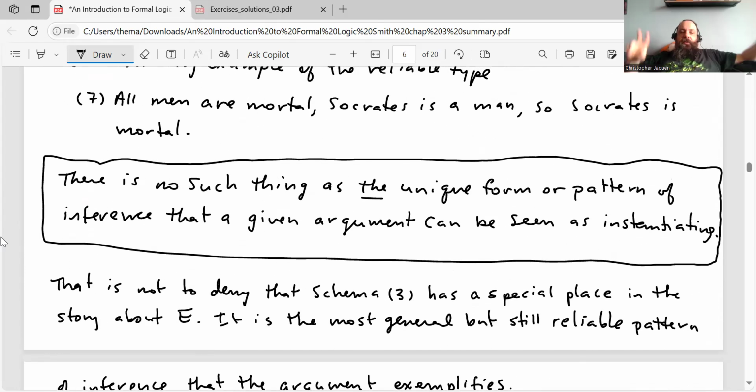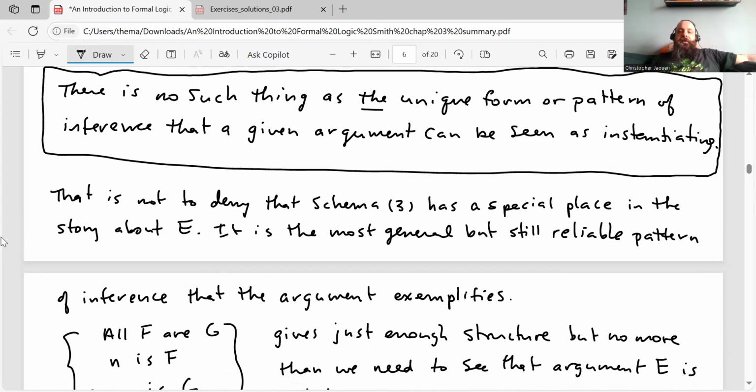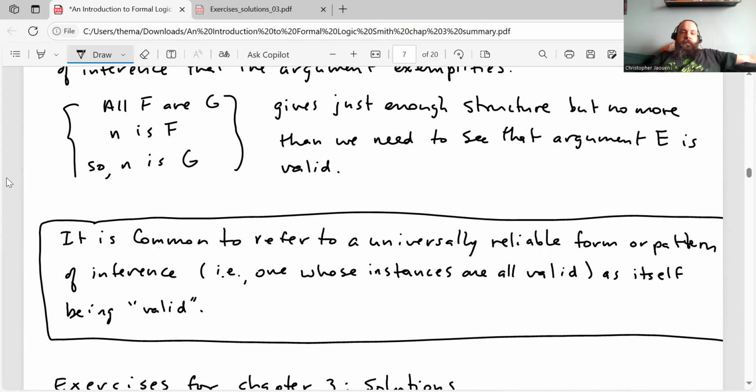There's no such thing as the unique form or pattern of inference that a given argument can be seen as instantiating. That's not to deny that schema 3 has a special place in the story about E. It's the most general but still reliable pattern of inference that the argument exemplifies. Right. And so in other words, this is the one that they're talking about. This is example 3, schema 3. This gives just enough structure, but no more than we need to see that argument E is valid.